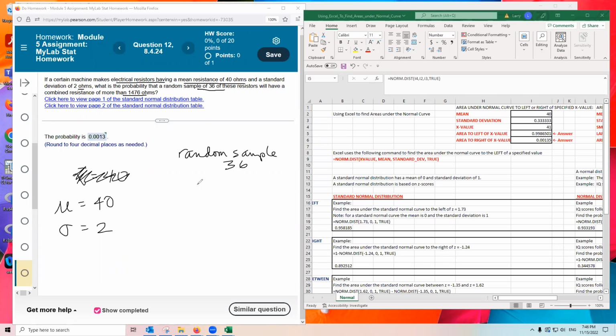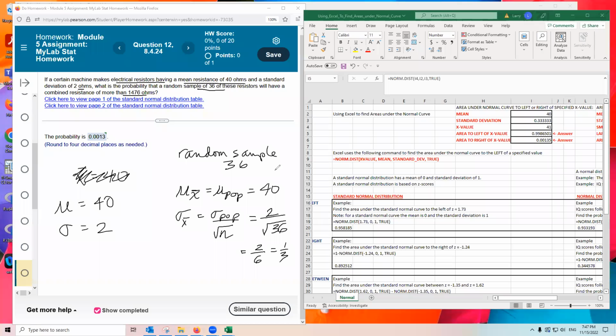Well, first, let me find the mean of the sample means. The mean of the sample means is the same as the population mean, which is 40 in our example. The standard deviation of the sample means is calculated by taking the population standard deviation divided by the square root of the sample size. In our case, the population standard deviation was 2. The sample size was 36, so I'm going to work this out to be 2 divided by the square root of 36. That's 2 over 6, and that's 1/3.